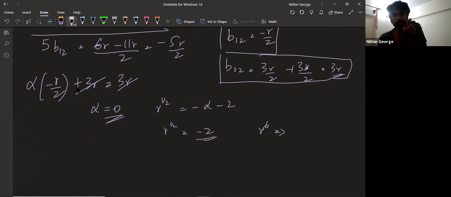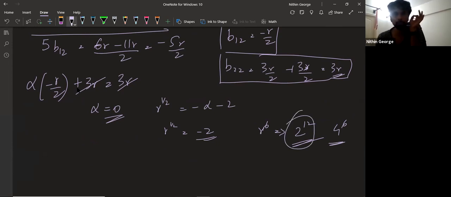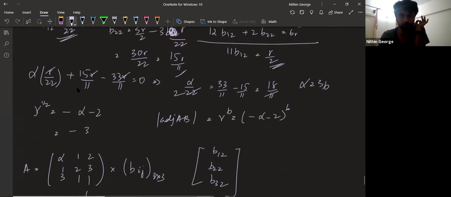And then this is raised to the power 12. So 2 power 12 should be our answer, or 4 power 6. That is the option. So 2 power 12 is your answer. Where did we make the mistake? Minus alpha minus 2. We'll have to find that out.